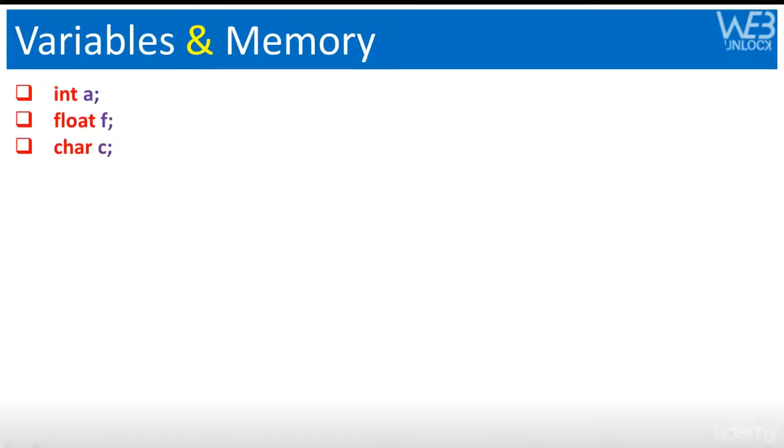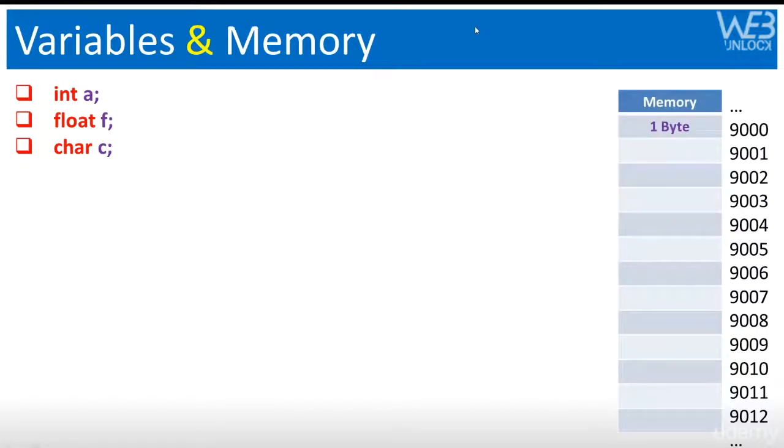Let's assume we have three variables. A is an integer, F is a float, and C is a character. So let's see how these three variables are usually laid out by the compiler into memory. Just a reminder that with the current platform settings we have for Windows and Visual C++, the integer type takes up 4 bytes, float takes 4 bytes, and characters take 1 byte. For each character, there's 1 byte.